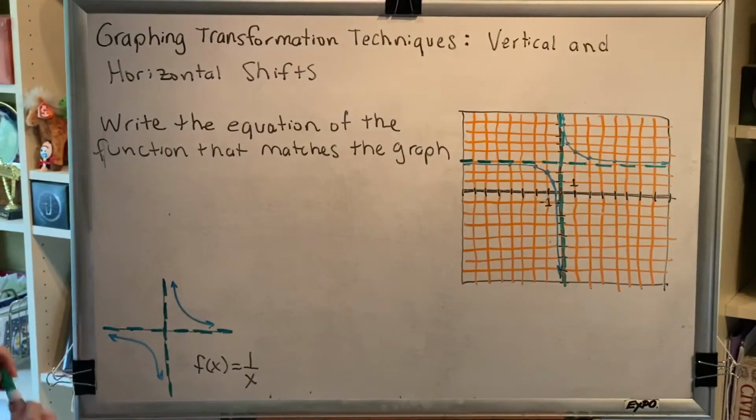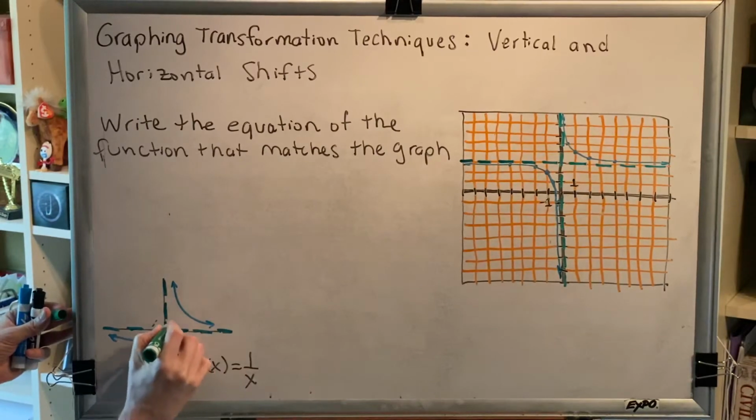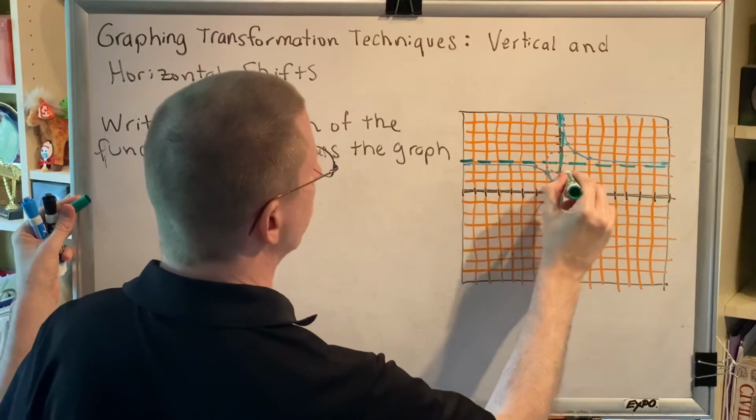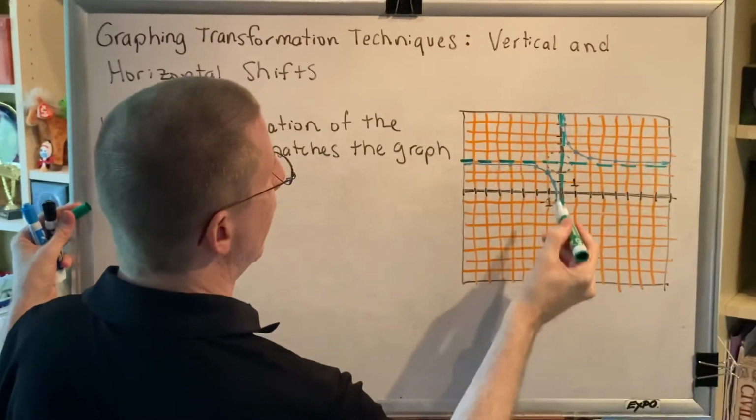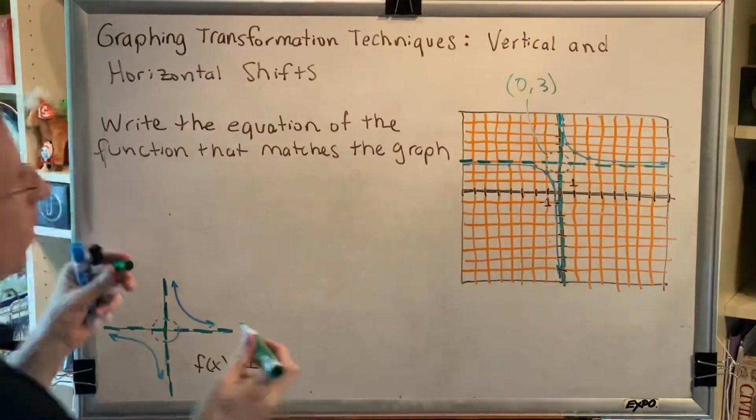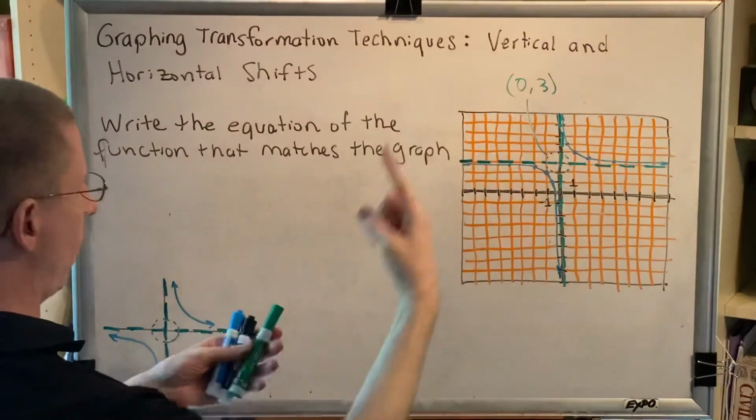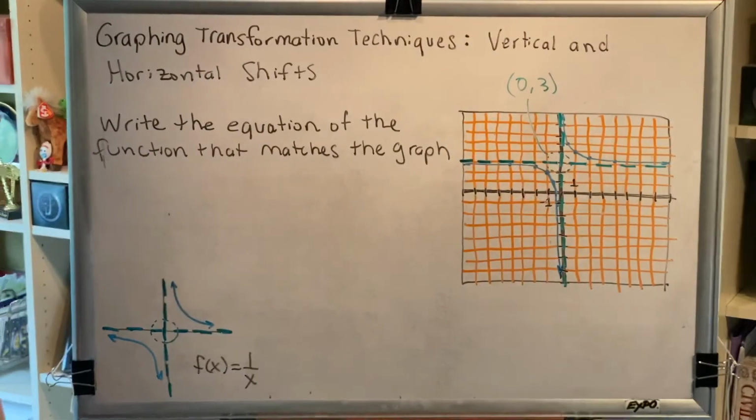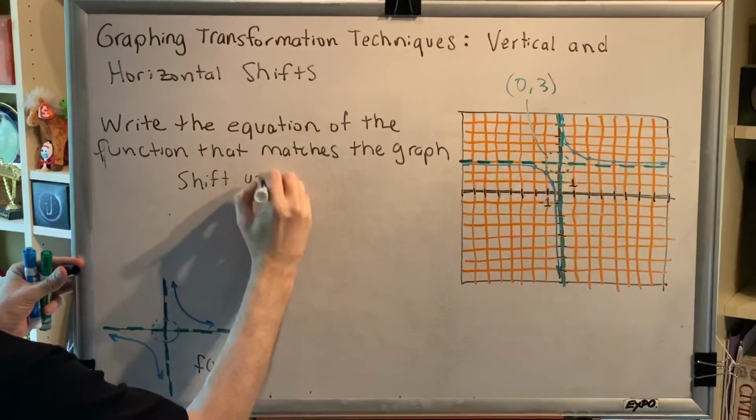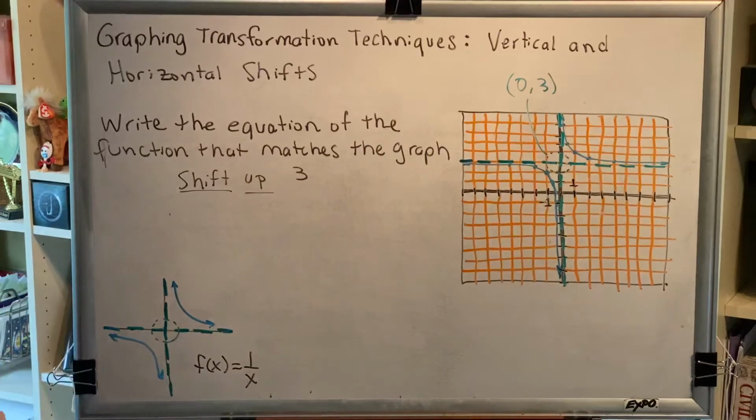Notice the location where the two asymptotes cross. It's at the origin. Notice the location where the two asymptotes cross in this problem. It's at 0, 3. Which means the y value changed from 0 to 3. That represents a shift up 3 spaces. Shift up 3. So it's a shift, it's up, which makes it vertical.